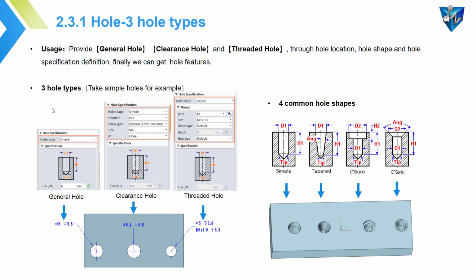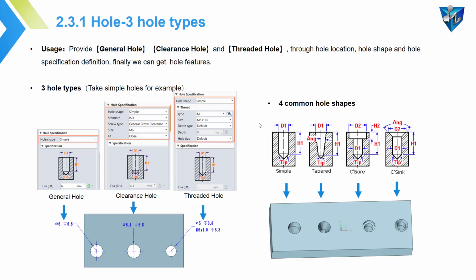So in ZW3D, we have general hole, clearance hole, and the threaded hole, as I said before. So for the general hole, you just need to input its diameters and other values. But for clearance hole, all you need to do is define the screw size and the fit type, like close, loose, etc. And for threaded hole, you need to define the hole diameter and the thread diameter.